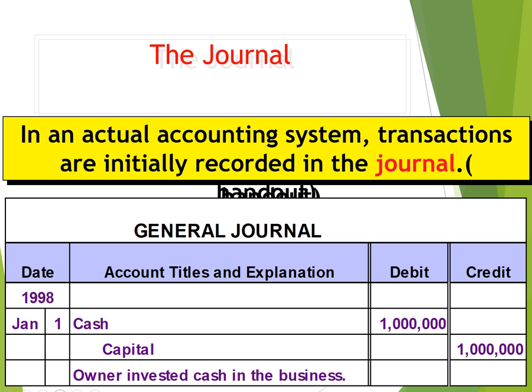So now let us look at what is the journal. As I told you initially, in an actual accounting system, the transactions are initially recorded in the journal. It is also called the general journal. So these are the entries which I told you. Like initially you start your business, so cash to capital. Cash is debited and capital is credited.